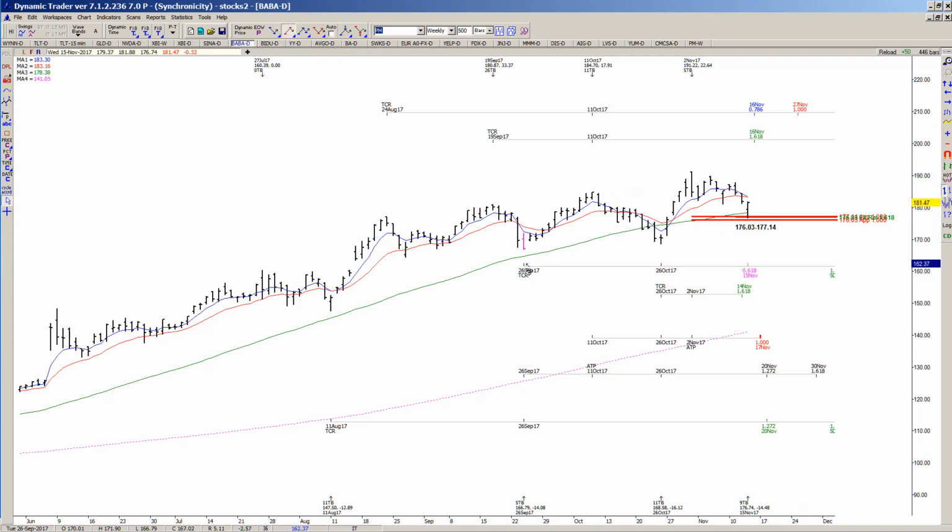I know that we have an extension that overlaps that. Let's see, do we actually have, yeah, we actually have a 618 that overlaps this support now too. So let's just make sure I have this level in there also, 176.03 to 177.14. So that's the cluster that I'm looking at.